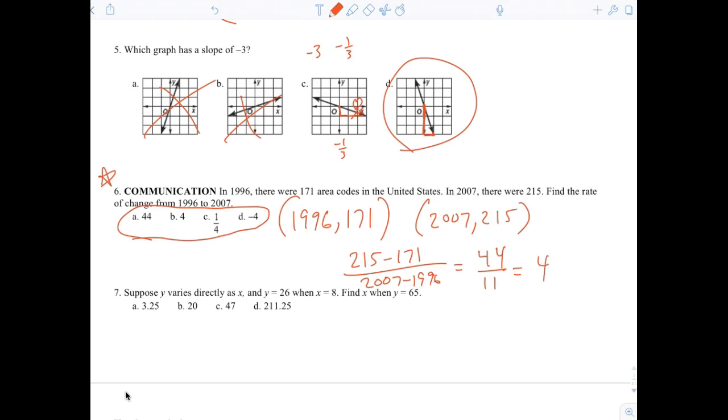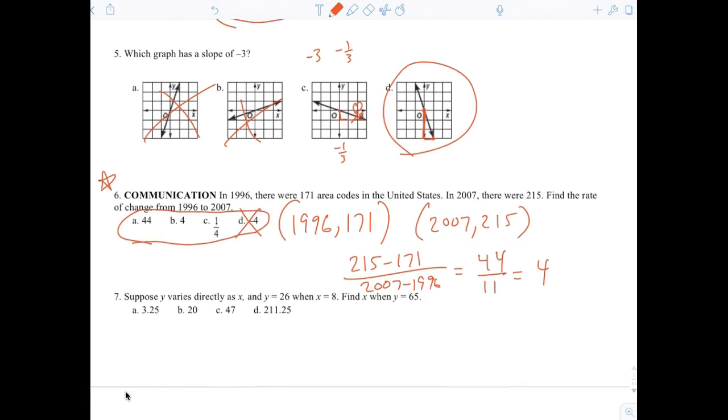Now, are we increasing or decreasing as the years go by? Are you getting more or less? Increasing. Do you agree with that? Yes. So it can't be what? Negative. It can't be negative. Does everybody agree with that? Now, what does that mean?